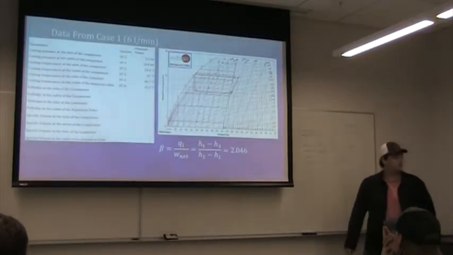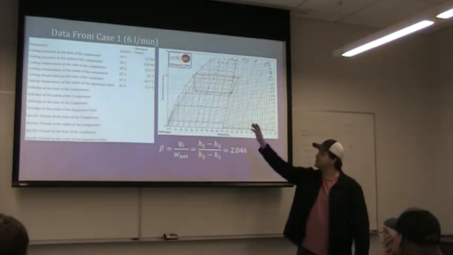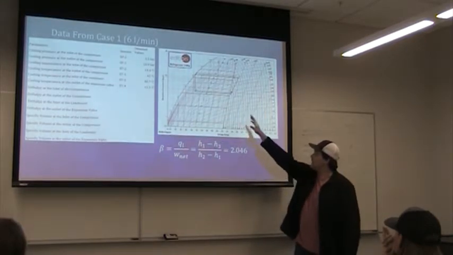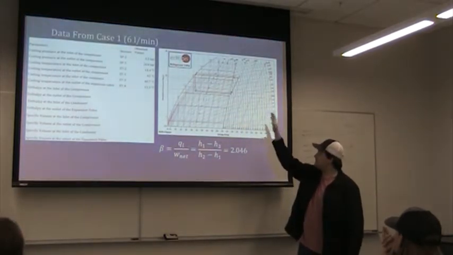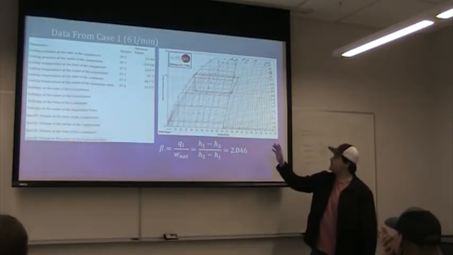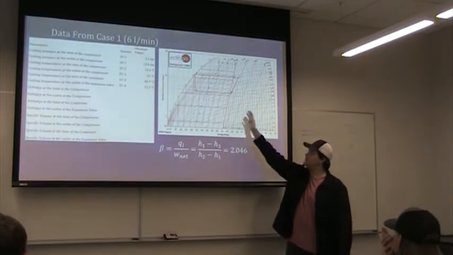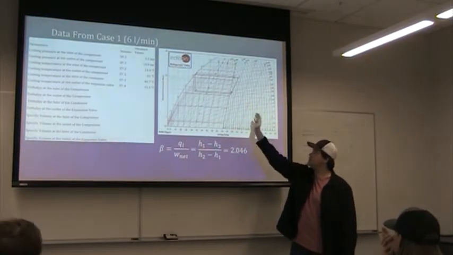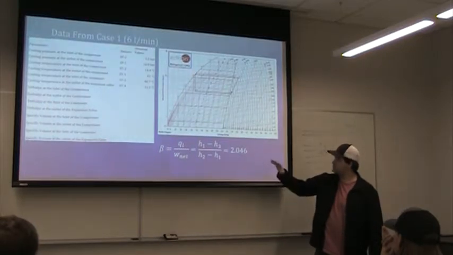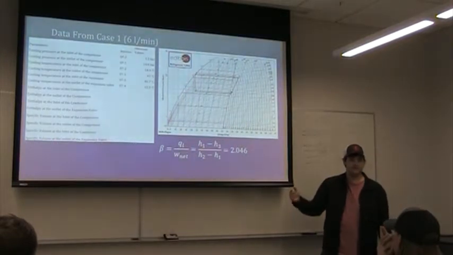All right, so now this was our first case where we had 6 liters per minute going through the evaporator. So as you can see, our 4 moved over to the right a little bit right here. And because we're moving away from the saturation curve, in the ideal, the 4 state would be right on it. You can see that as we go on, you'll be able to see that it changes the coefficient of performance.